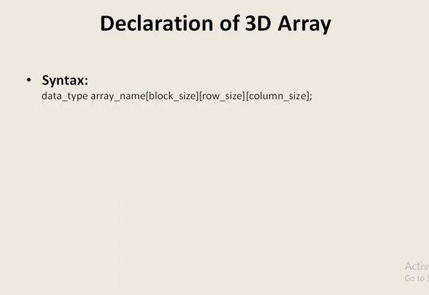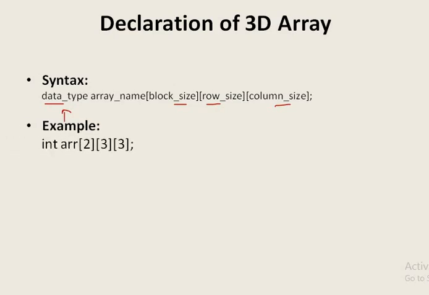Now, let us see how to declare a three-dimensional array. The syntax for declaring a three-dimensional array is given as data type, array name, block size, row size and column size. Here, data type specifies the type of elements in the array. Array name represents the name of the array, and the three subscripts are given in square brackets. The first subscript is for block size, the second subscript is for row size, and the third subscript represents the column size of the array. Now, let us see an example.